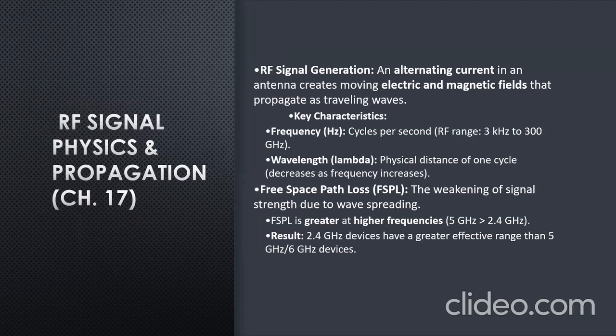Now we also have free space path loss, FSPL, which is the weakening of signal strength due to wave spreading. The FSPL is greater at higher frequencies. As a result, 2.4 gigahertz devices have a greater effective range than 5 or 6 gigahertz devices.